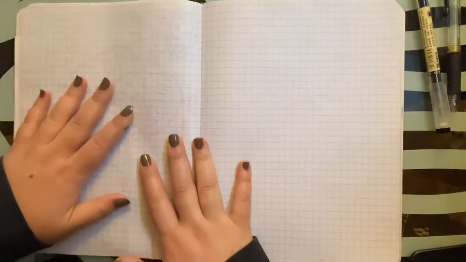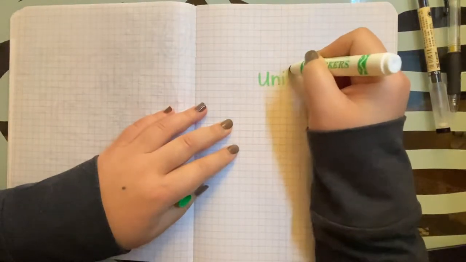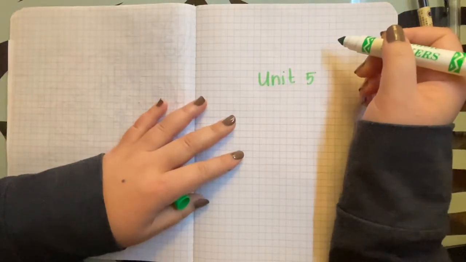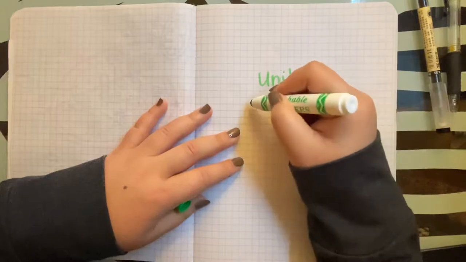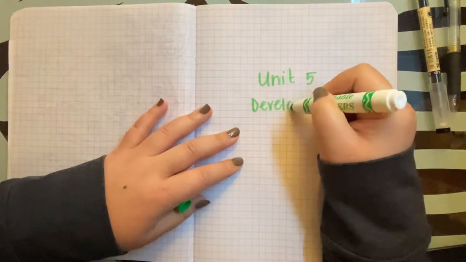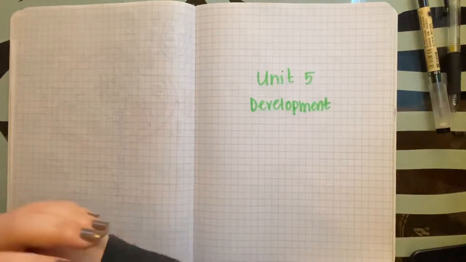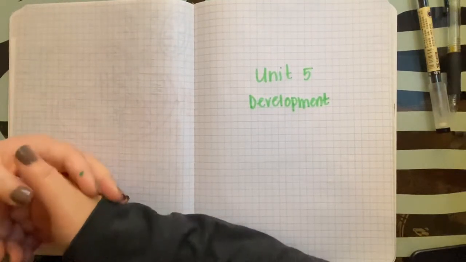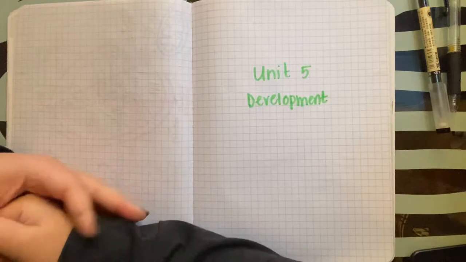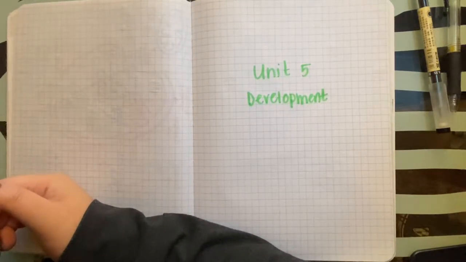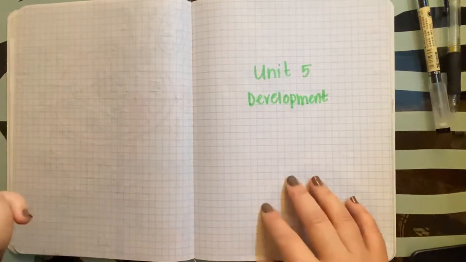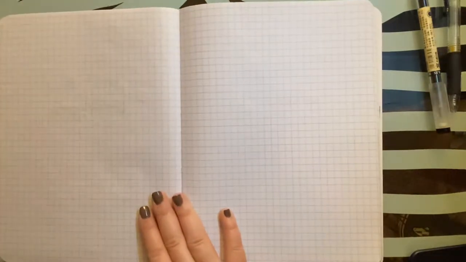All right, we are going to talk about the cell cycle today. So first we're going to make our new cover page. We're in our next unit. It is unit 5. It's a relatively short unit. We're going to cover it in a few days. And this is on development. In our development unit, we're going to be covering how do cells multiply? How do they grow? Essentially leading to the development of multicellular organisms. And we're going to go through DNA replication and the structure of DNA. Okay, flip the page.